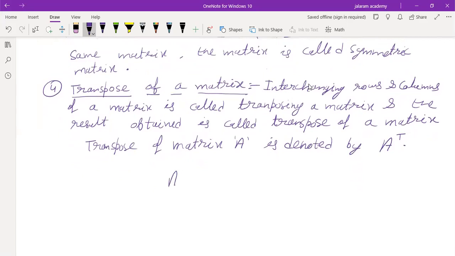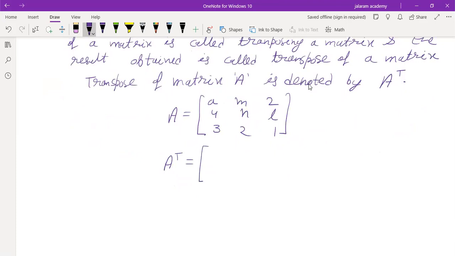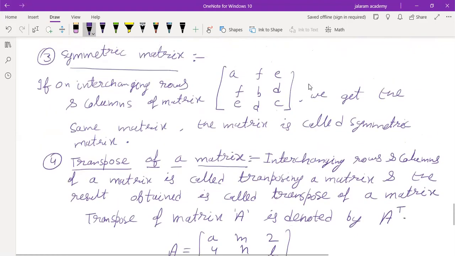Means if A equals to A, M, 2, 4, N, L, 3, 2, 1. So its transpose will be what? First row will be obtained by first column, A, 4, 3. Second row is M, N, 2. Third row is 2, L, 1. Is that clear to you? Yes, sir.